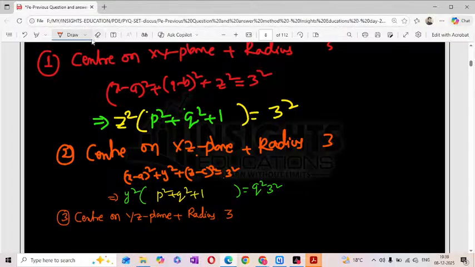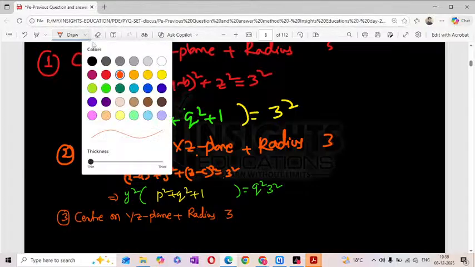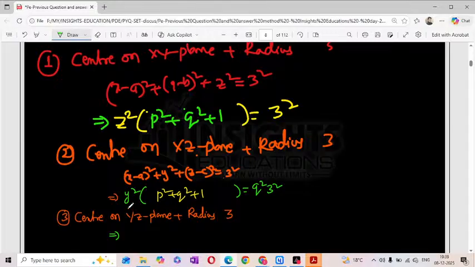Now the equation is the same. Will anyone say it, what do you expect? x square plus y minus b whole square, very good, plus z minus b whole square. Very good. So come to the observation.